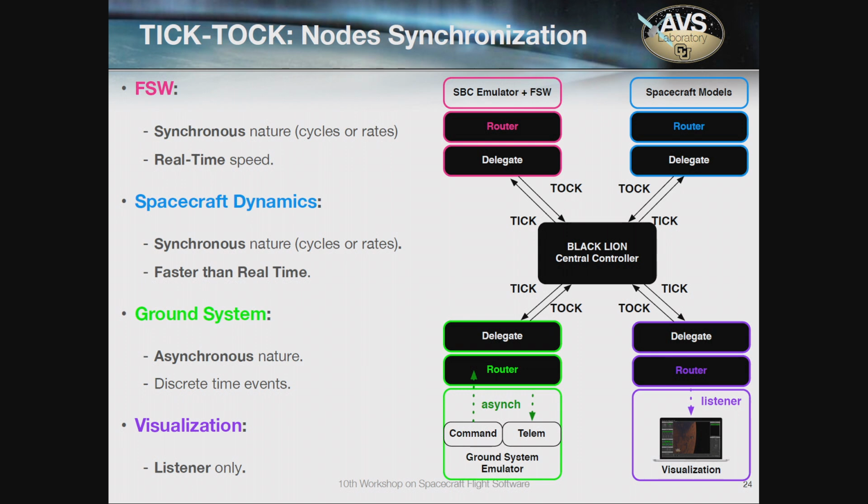Let's now take a look once more at the specific four nodes that we want to integrate in our SoftSim. Both the flight software and the spacecraft dynamics have a synchronous nature in the sense that they run in cycles or rates, but the flight software is running in real time because it's being executed inside the single board computer emulator. And the spacecraft dynamic models are running faster than real time. In contrast, the ground system is asynchronous in the sense that it operates on discrete time events, and the visualization is not a critical component to maintain in lockstep because it's essentially just a listener.